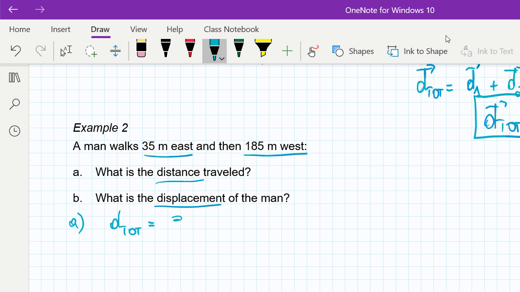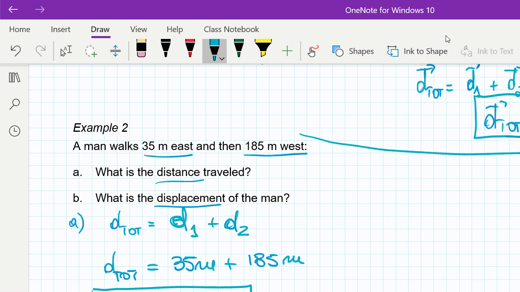The total distance will be distance 1 plus distance 2. So in this case it will be 35 plus 185. Notice here I'm adding them without the sign. When you are dealing with scalars, you just add them without the sign, without regard to which direction they are going. So you should have 220 meters.